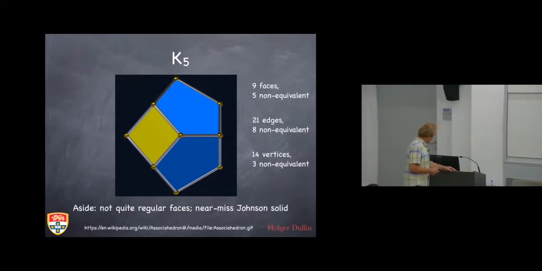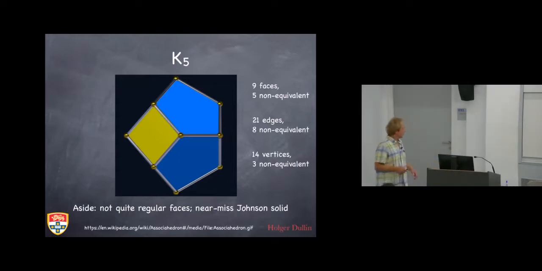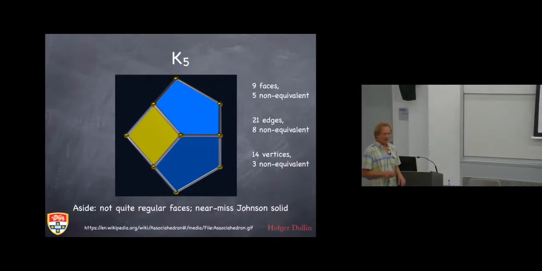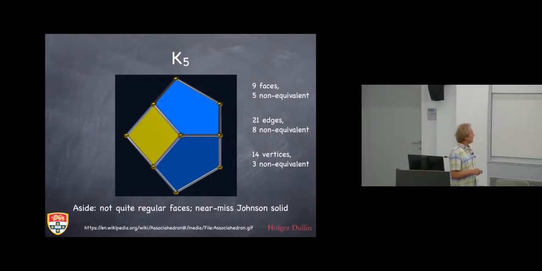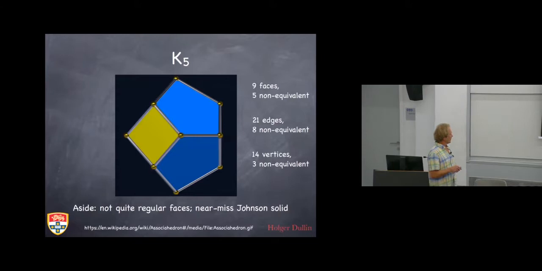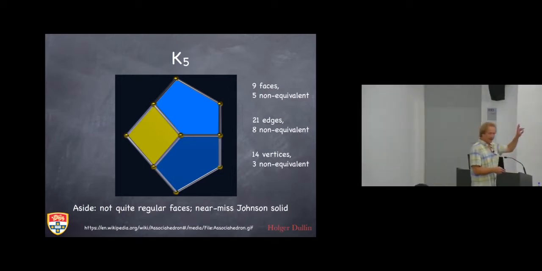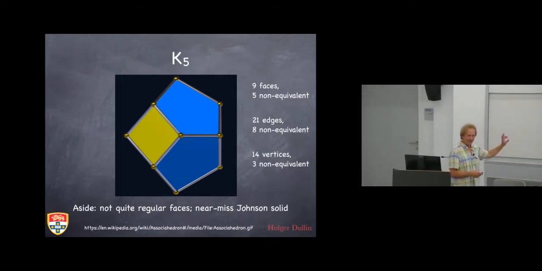If you go to Wikipedia, this is actually a movie. It looks a bit nicer. It didn't make it into my PDF file. But here is K5, 9 faces, 21 edges. So these are 5-gons and 4-gons, 3 4-gons and 6 5-gons. It looks a bit like these are regular, but they're not quite regular. So very interesting objects. But anyway, I will talk about K4 and not about K5.